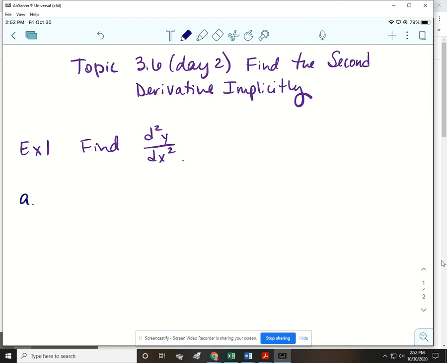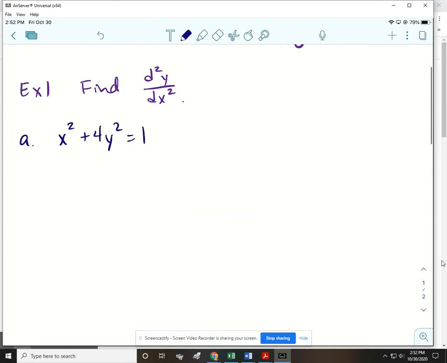All right, our first equation is x squared plus 4y squared equals 1. Just like with explicit differentiation, we want to find the first derivative first, so we're finding dy over dx. We're going to use the power rule, and when our variable is y, we'll still use the power rule but also the chain rule. So when the variable is a y, we multiply by the derivative of y, which is dy over dx.